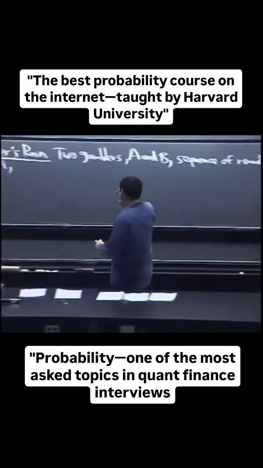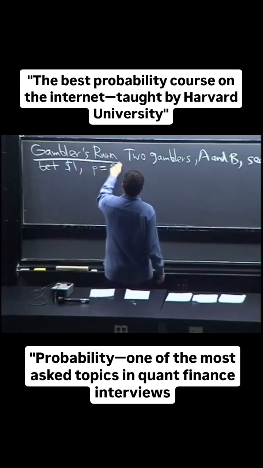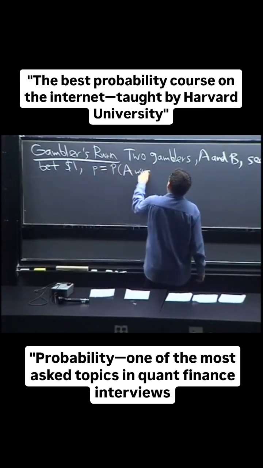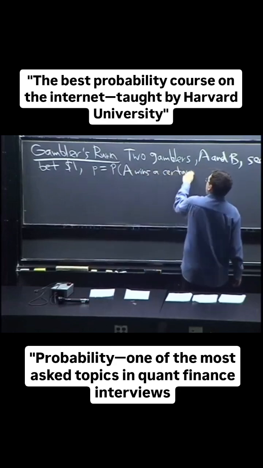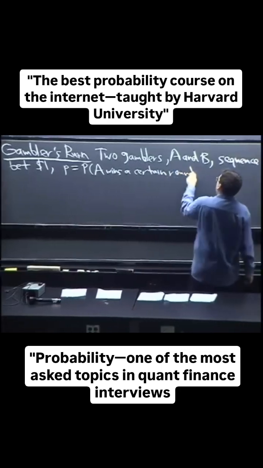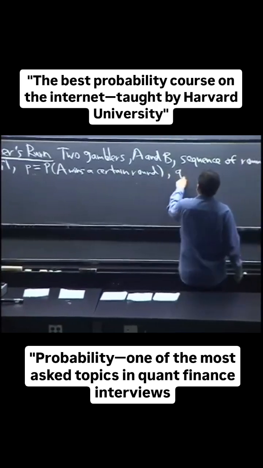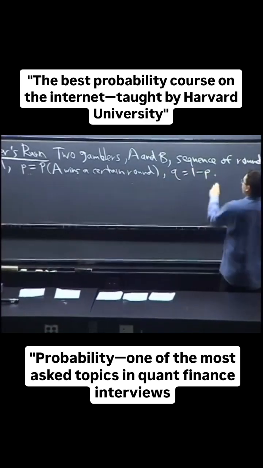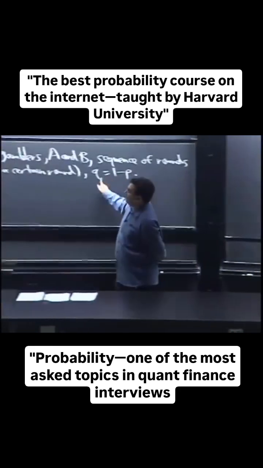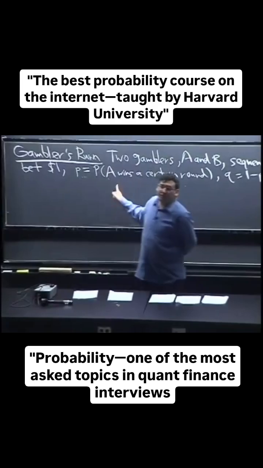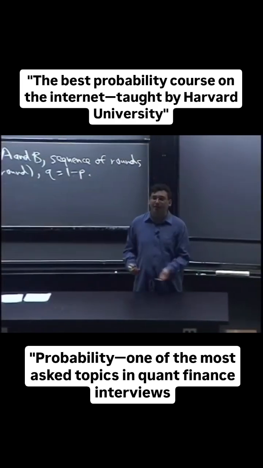And let's assume that P equals the probability that A wins a certain round. So for any particular round, the probability is P that A wins, and it's 1 minus P that B wins. And often in this class, we'll abbreviate 1 minus P to Q. So Q is the probability that B wins a round. P is the probability that A wins a round. Then they keep repeating that, either forever or until one of them goes broke.